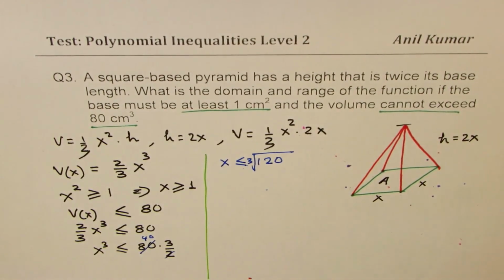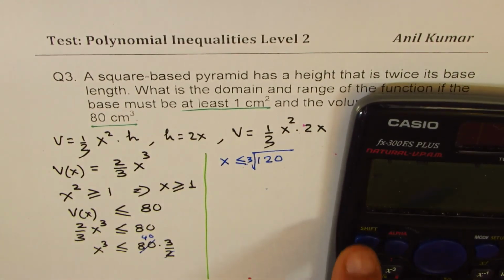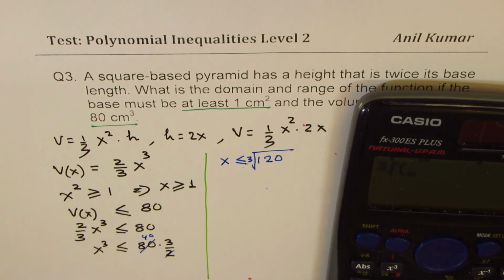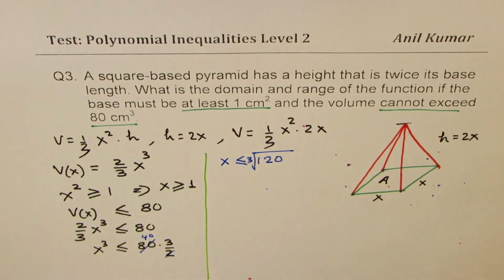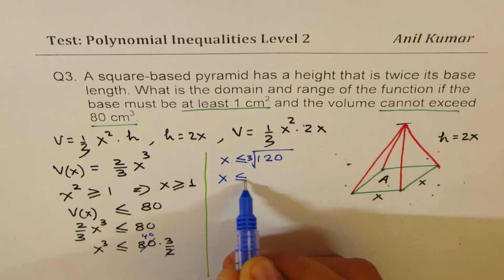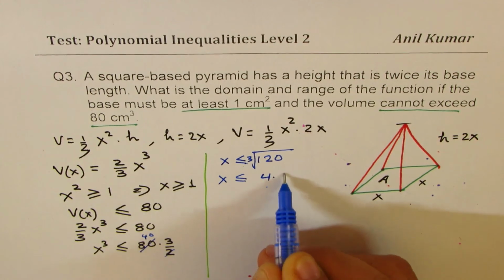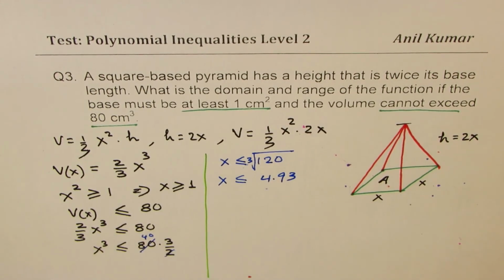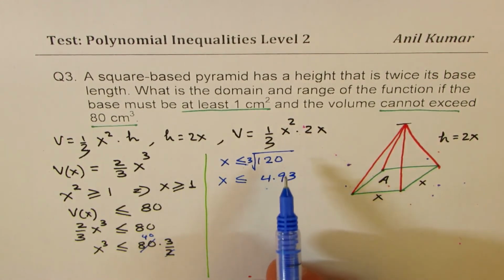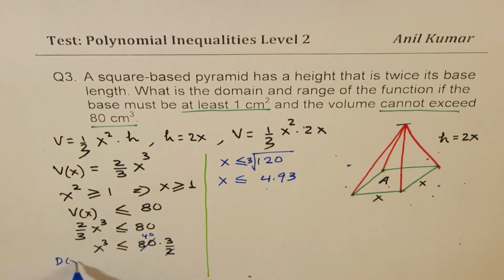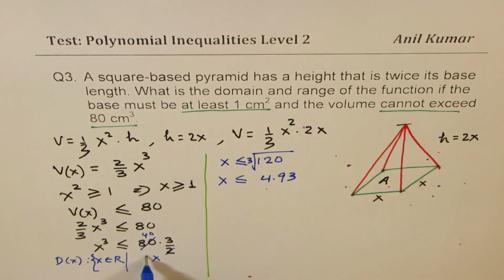So we get the maximum value for x, and we know the domain now. The cube root of 120 equals 4.93. So x is less than or equal to 4.93 approximately. Does that make sense to you? So that gives you the domain. We can write the domain of the function as x belongs to real numbers where x is greater than or equal to 1 and less than or equal to 4.93.